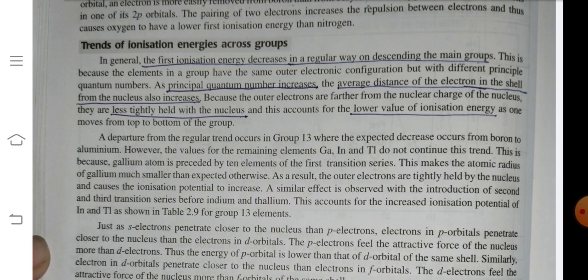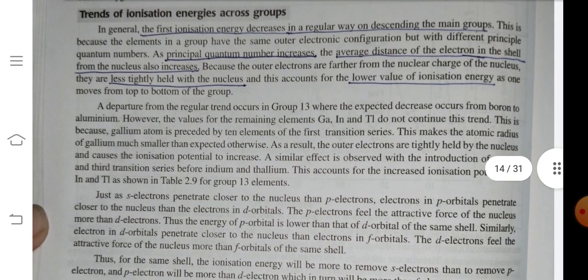In general, the first ionization energy decreases in a regular way on descending the main groups. This is because the elements in a group have the same outer electronic configuration but with different principal quantum numbers. As the principal quantum number increases, the average distance of the electron in the shell from the nucleus also increases. Because the outer electrons are farther from the nuclear charge of the nucleus, they are less tightly held by the nucleus, and this accounts for the lower value of ionization energies as one moves from top to bottom of the group.